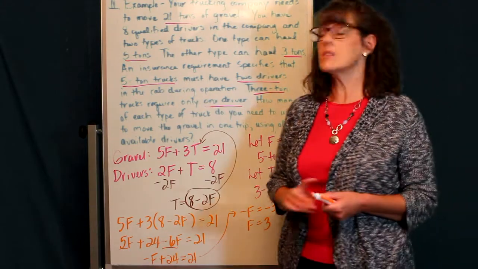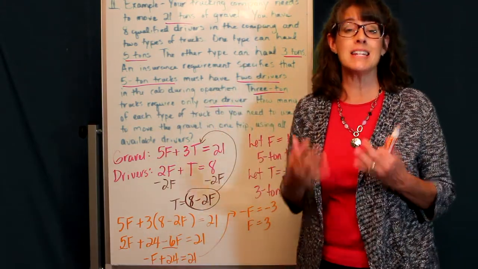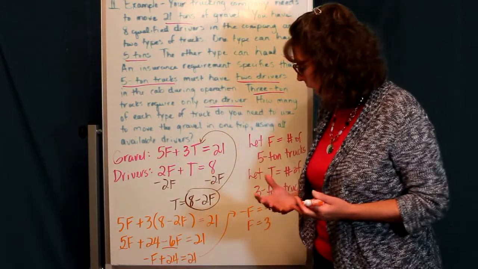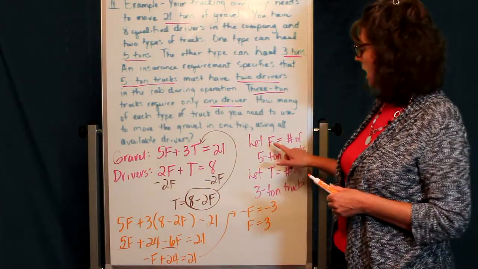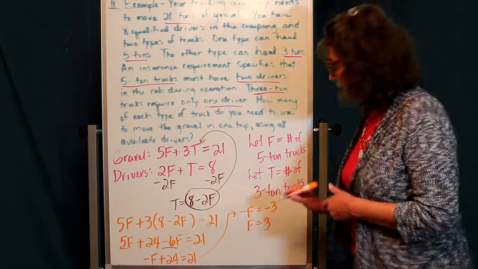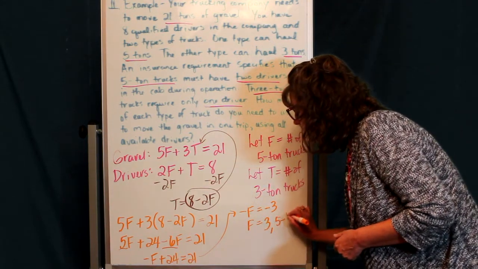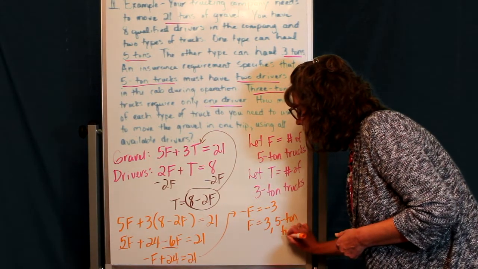And remember, because this is a real-world situation, I need those units. 3 what? Well, this is where it's important to define your variable in case you're not sure. F stood for 5-ton trucks. So it's going to be 3 of those 5-ton trucks.